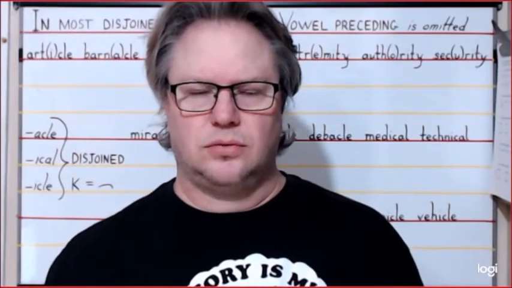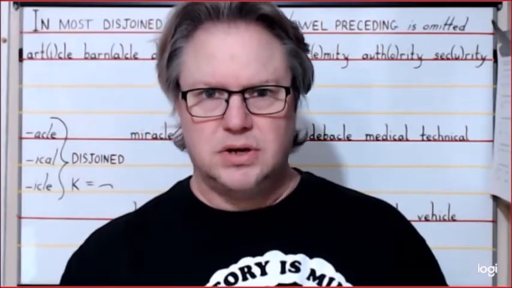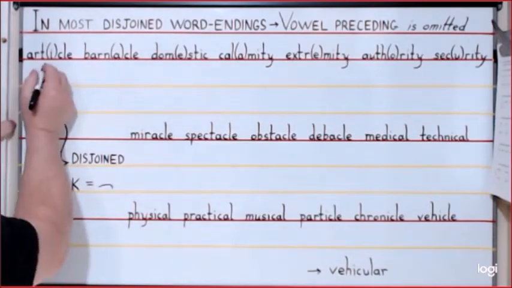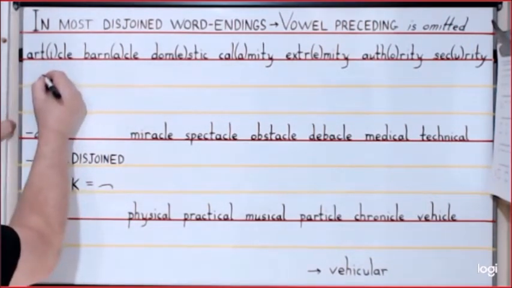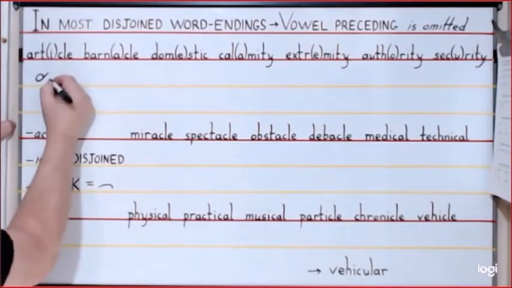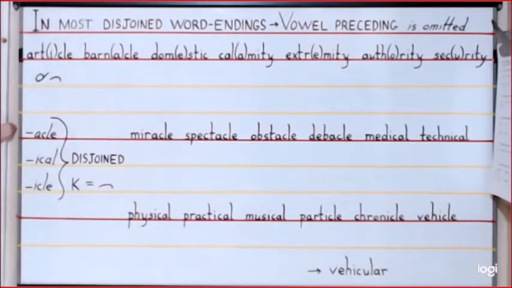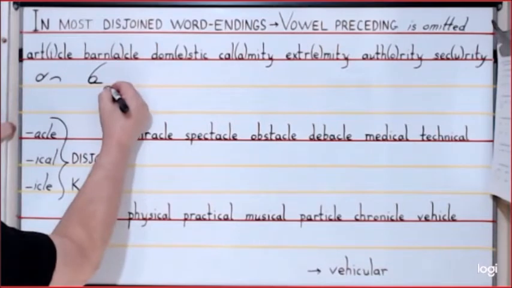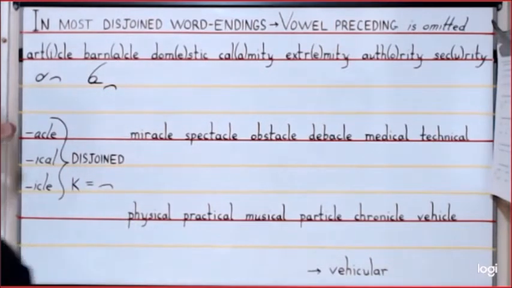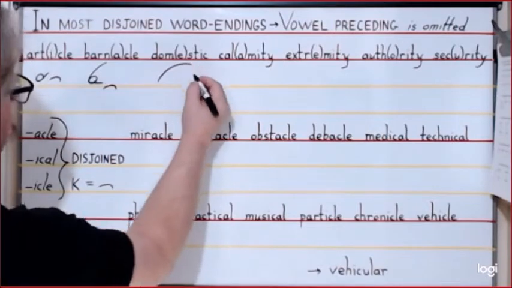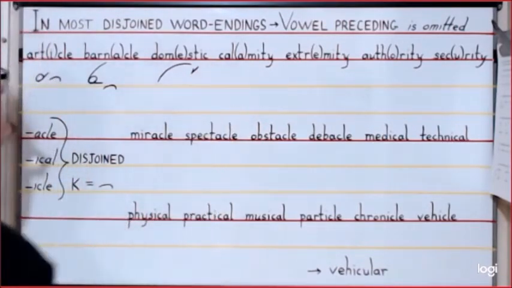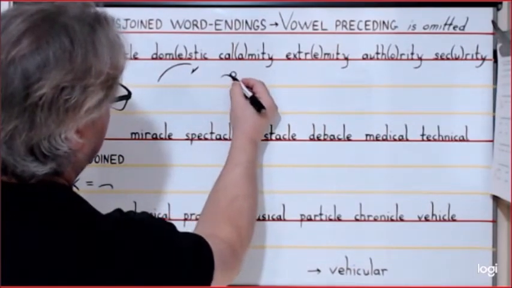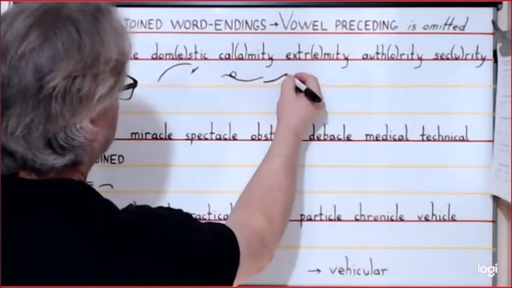In most disjoined word endings, the vowel is omitted because it's understood. Like the word article, we're not going to write the I here, so we'll write a reverse circle A, the T, and then a disjoined K. Barnacle is a B, reverse circle A, N, and then K disjoined. Domestic is a DEM stroke, and then a disjoined ST. Calamity is going to be a K, A, L, and then an MT stroke.